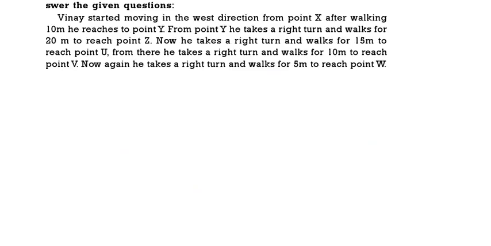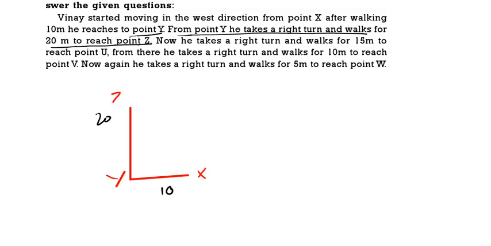Now, see this one. Vinay starts walking in the west direction from X. This is X, and west direction. West means always left. Now, he starts walking for 10 meters to reach Y. From Y, he takes a right turn. Now, this is Y. Taking a right turn means moving to the north. Now, all of you draw one line to the north. This is north. This is 20 meters. He walks 20 meters to reach Z.